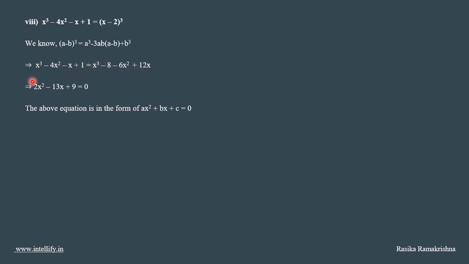Your x cube and x cube cancel out and you're left with 2x square minus 13x plus 9 equal to 0. Here this is a polynomial of degree 2 again, and it is of the form ax square plus bx plus c equal to 0. Therefore we have a quadratic equation.